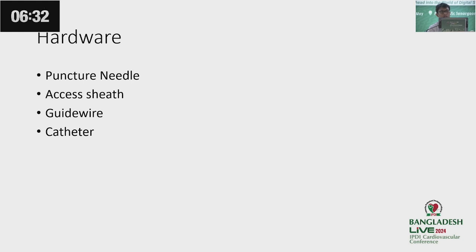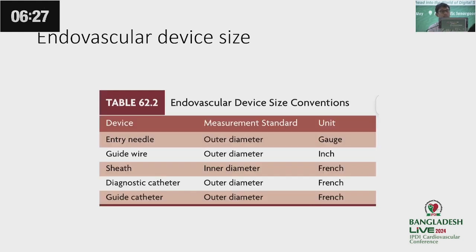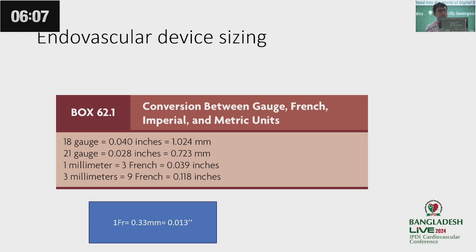Hardware: puncture needle, access sheath, guide wire and catheter. These are the measurements of the various types of devices per unit basis. In case of entry needle, the outer diameter is measured in gauge, as is the guide wire outer diameter. In case of sheath, only the inner diameter. Others are measured in outer diameter in French. These are the conversions between the gauge, French, imperial and metric units. 1 French equals 0.33 millimeter equals 0.013 inch.